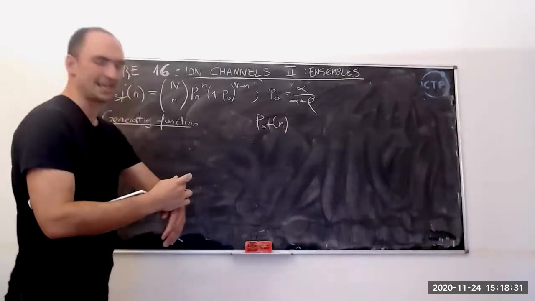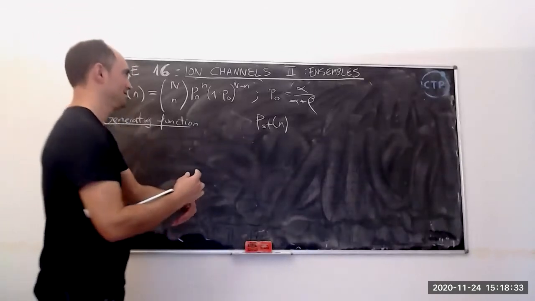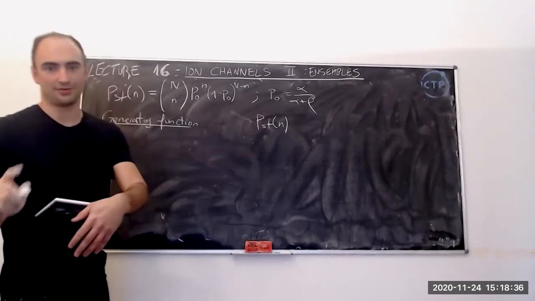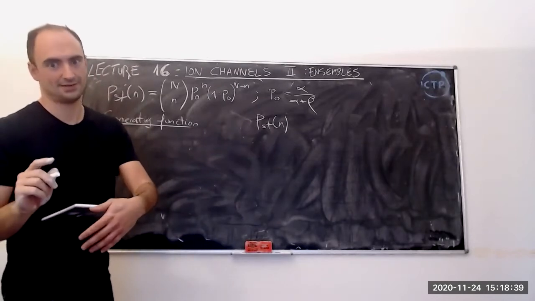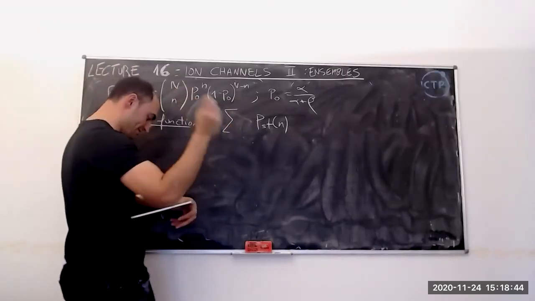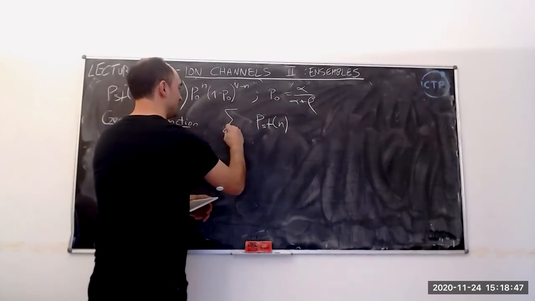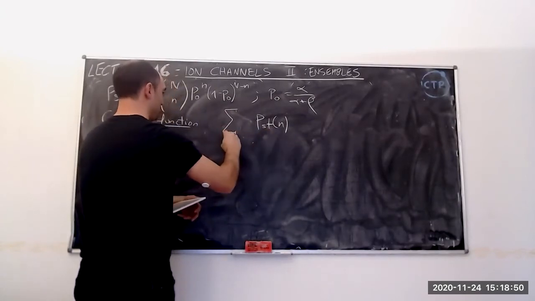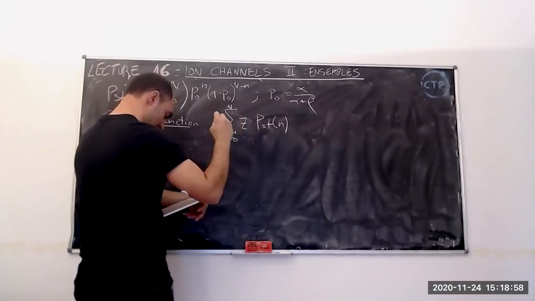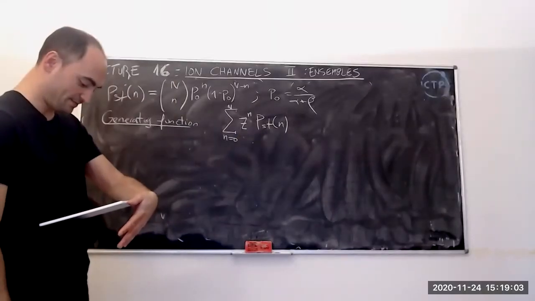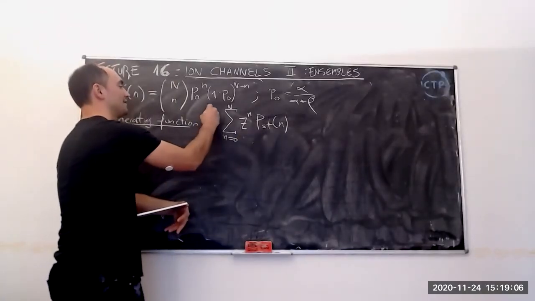It's like a Laplace transform, more or less. So we have a sum over n. Now we go to a new variable. The variable is not n, it's something else. You can call it K if you want. I will call it Z because in my notes I have it as Z. So we will sum over n, and we multiply by Z to the power n. This is what I would call the generating function Gamma of Z, defined like this.